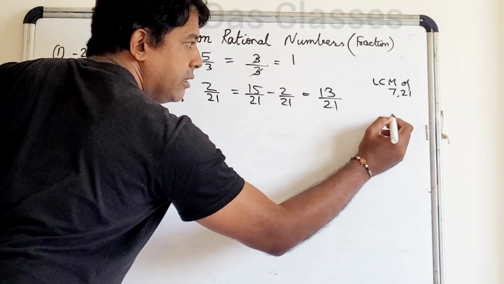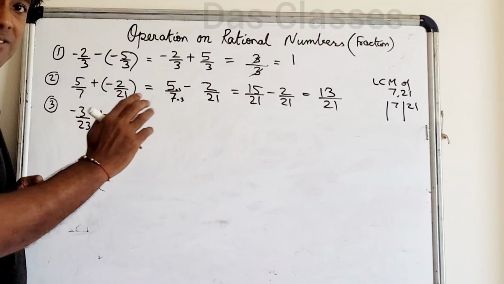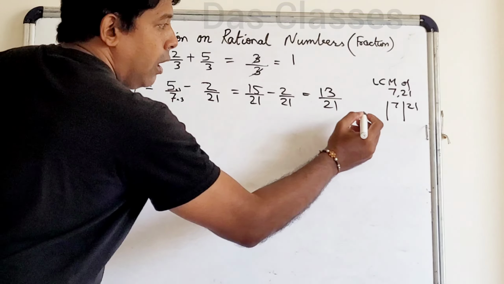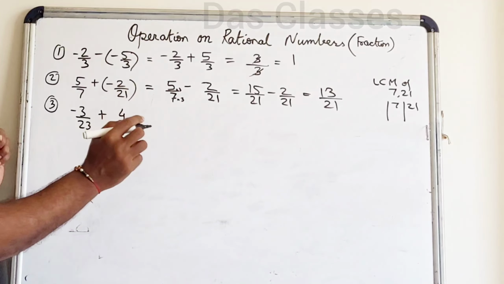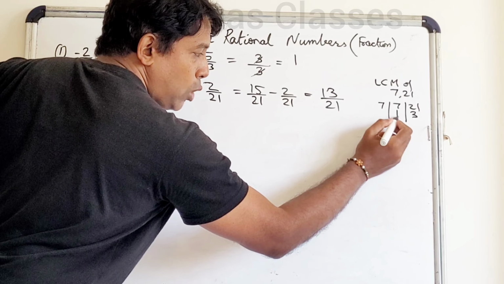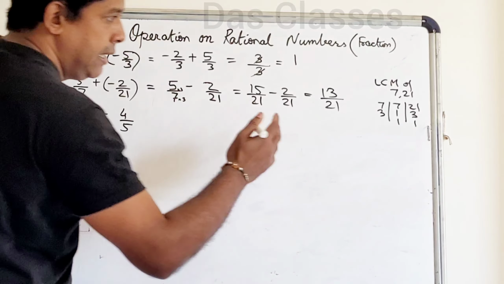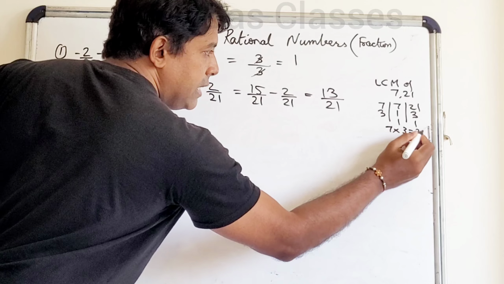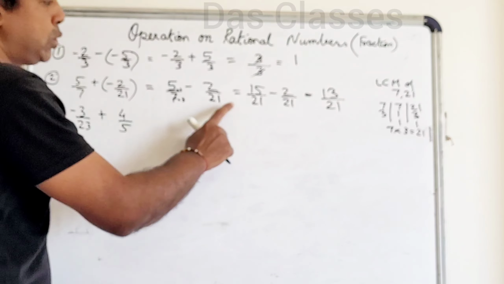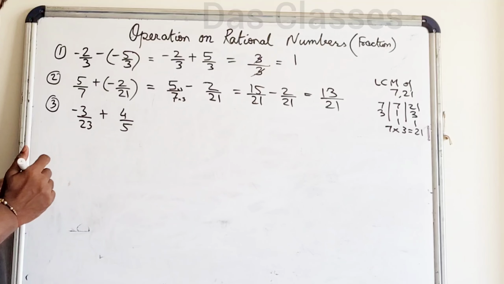LCM of 7 and 21. While taking the LCM, we divide all the numbers, 2 numbers, 3 numbers, whatever numbers are there, by prime numbers. You just have to take prime numbers. You can't take composite numbers. 7 ones are 7, 7 threes are 21, and it already has become 1. So we go on dividing till we get 1 at every place. So 7 threes are 21. So the LCM is 21, which means in the denominator we should write 21. Here there is already a 21. Here you don't have a 21, so we multiplied it by 3.